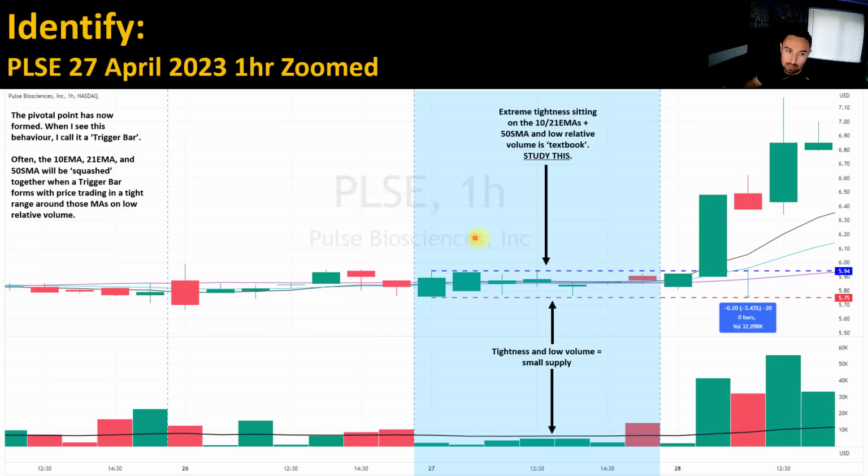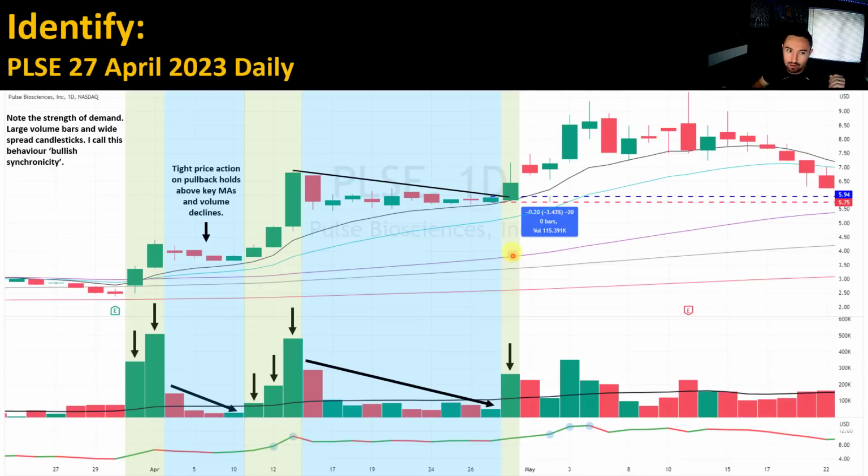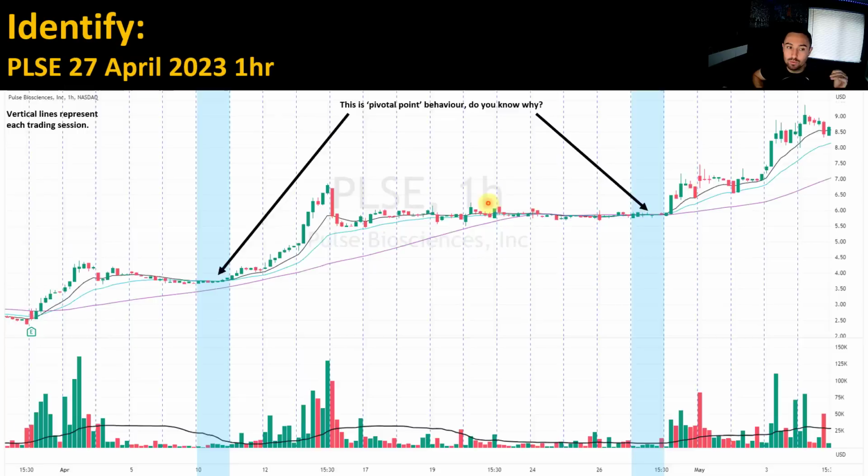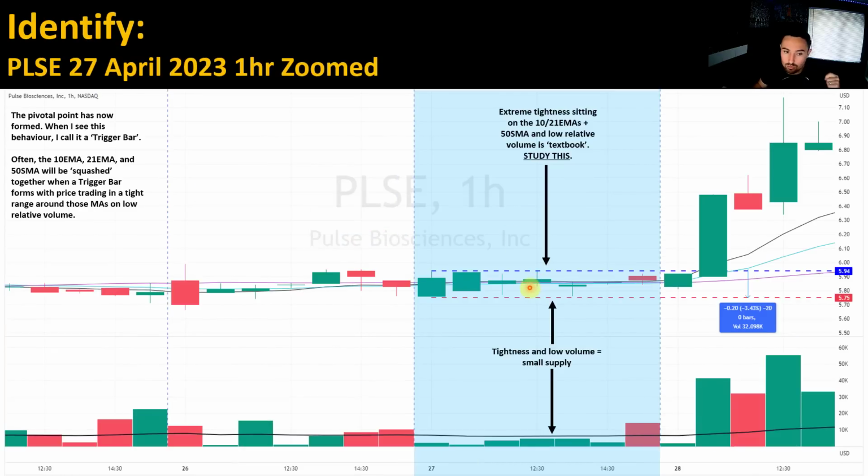So you would have heard me blabbering on the 1 hour chart about the black, the blue and the purple line, which is the 10 EMA, 21 EMA and the 50 SMA. Oftentimes when you see a really nice trigger bar on the daily chart, such as this bar here, when you go down to the 1 hour chart, you will see behavior that looks quite similar to this. Basically a mini Davis box, and the first 1 hour candlestick may be a gap down reversal bar, which you're going to learn in a couple slides time, or a shakeout demand tail, but then tightness. Price just consolidating on those 3 key moving averages, and volume is pretty low.